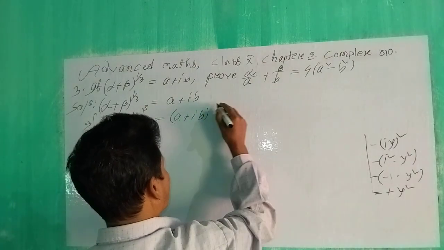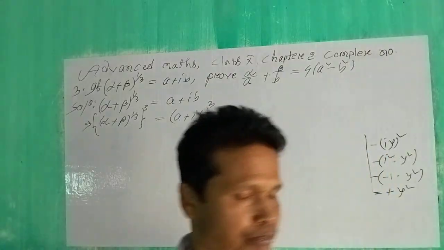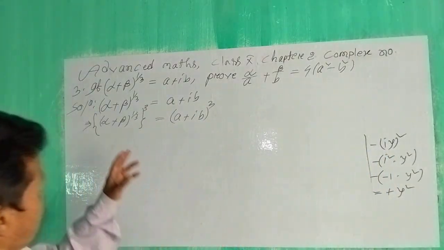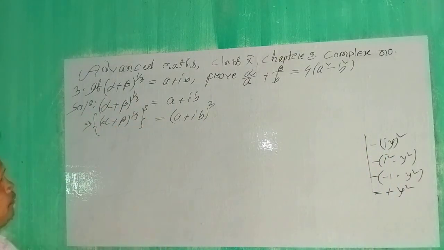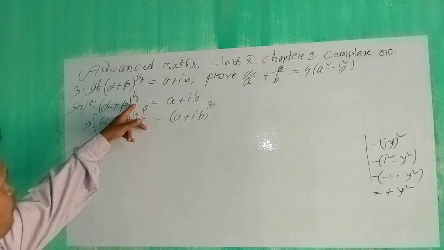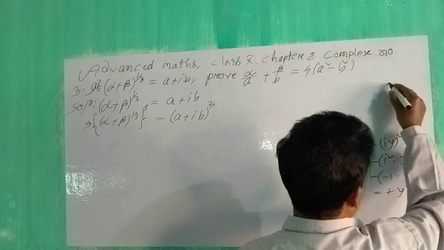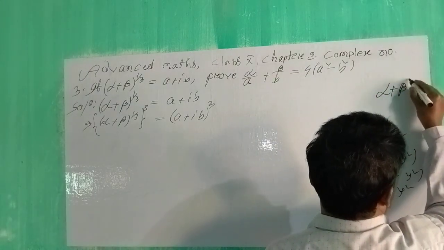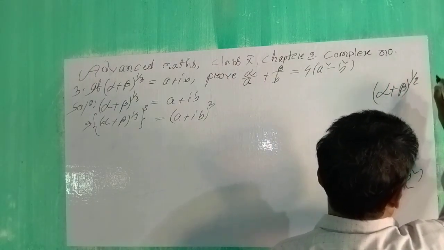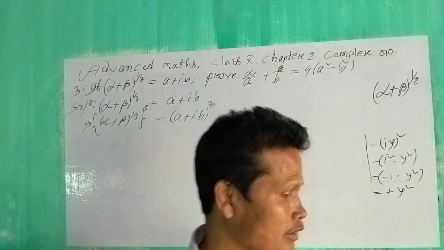Now we are going to cube both sides. Why? Because the given power on the left side is 1 by 3. We remove the 3 from the denominator, so we cube. But if the given power is 1 by 2, then we square both sides.